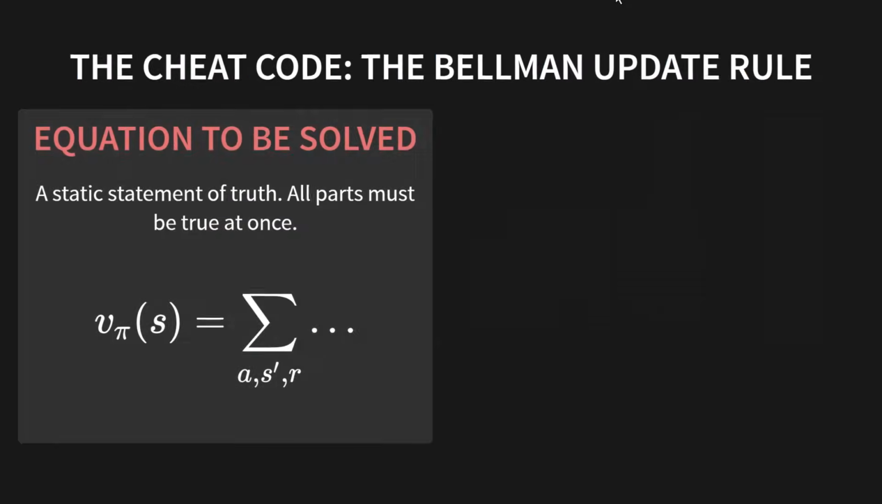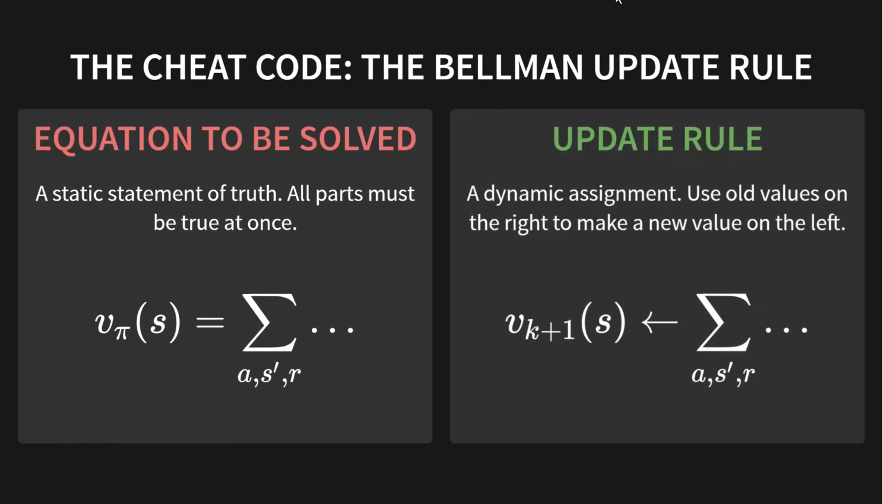So here's the plan. It's so simple it feels like it shouldn't work. We're going to take our Bellman equation and we're going to rebrand it. Look at the slide here. It is no longer an equation that we have to solve all at once. It is now an update rule, a dynamic process. We use the old values on the right side to calculate a new, better value on the left. The method is dead simple.